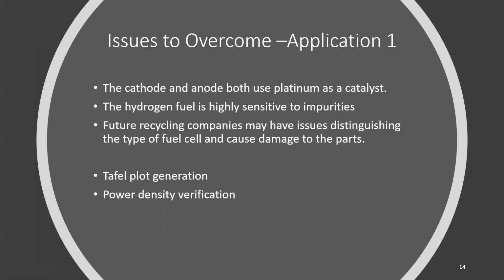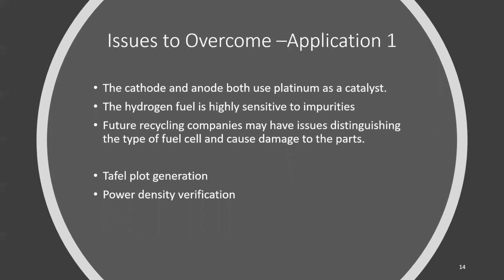And then some issues to overcome for application 1. So first, some general issues with PEM fuel cells. One, the cathode and anode both use platinum as a catalyst, and platinum, aside from being very expensive, also deteriorates quite quickly as a catalyst. So that has to be replaced often, and that just increases the price greatly of a fuel cell.